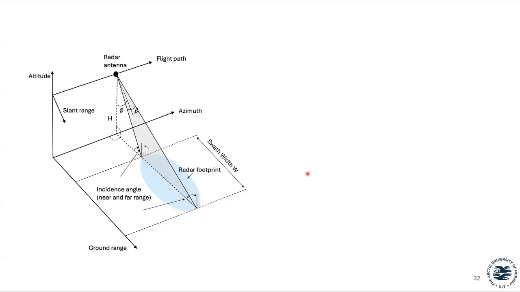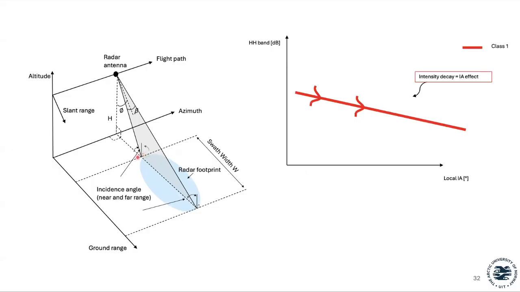And why this is actually a problem is that the signal you get from near range, because the incidence angle is very short, will have a higher intensity. And the signal you get from further range will have a lower intensity. This is called the intensity decay because of the incidence angle. So this is purely a geometrical problem that you have to take into account when you look at your satellite imagery.